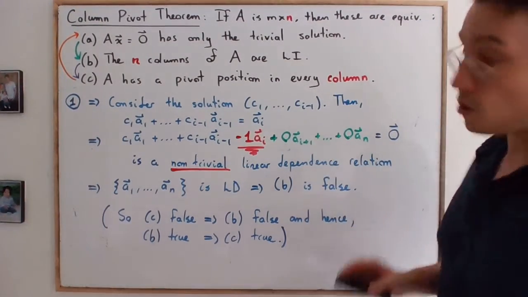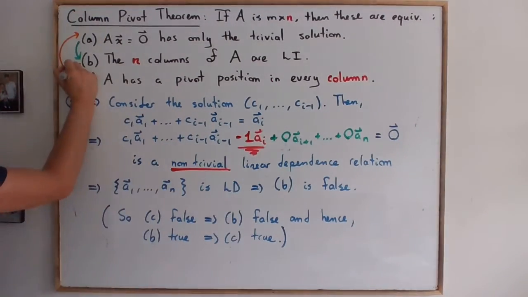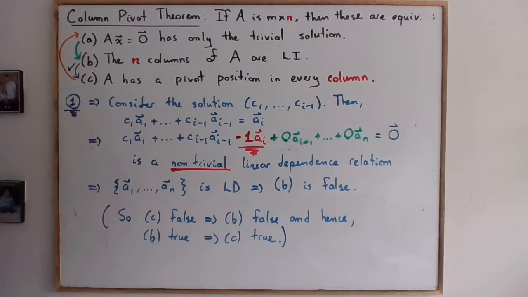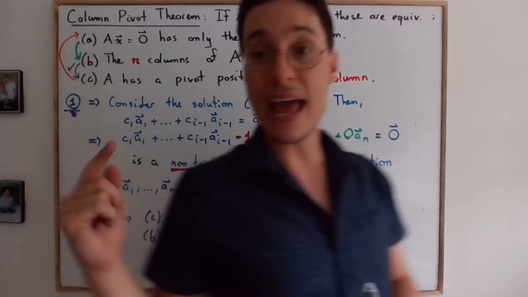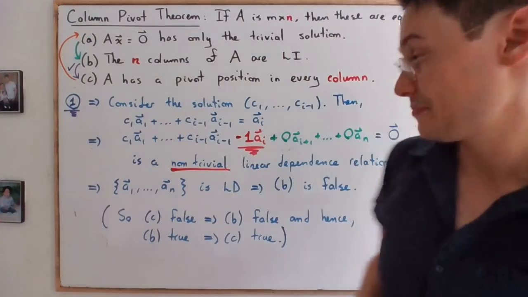All right, so this part right here is established. This is part number 1. Now let's erase everything and prove that if C is true, then A is true.